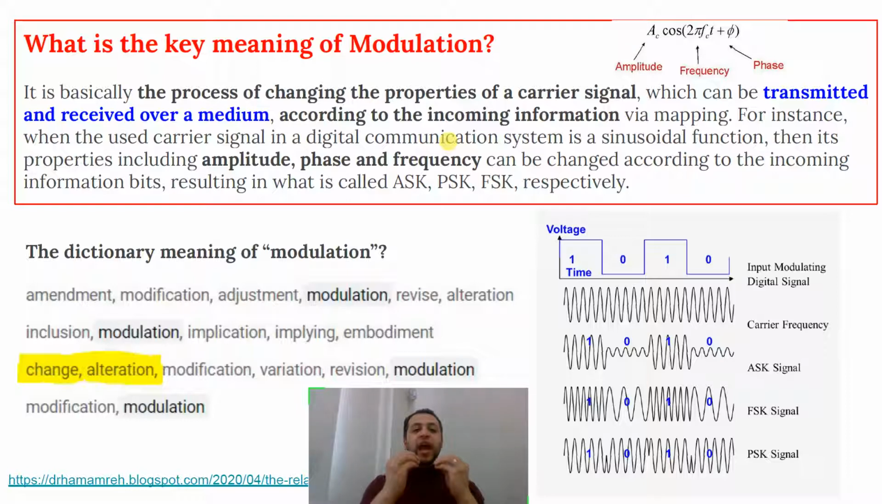So what's the most generic definition of modulation now? Again, changing the properties of a carrier signal according to the incoming information. You have information that's coming and you start changing the properties of this carrier signal according to this.